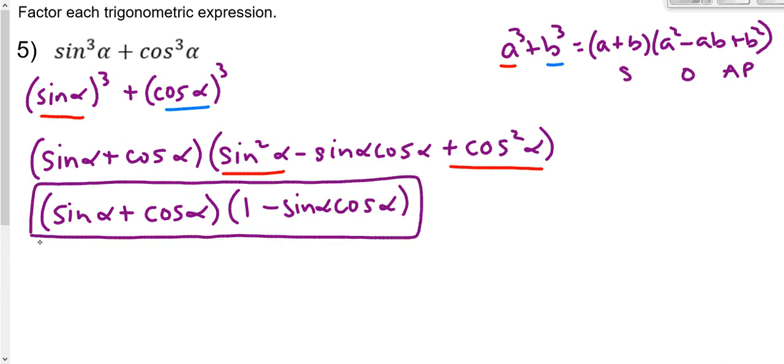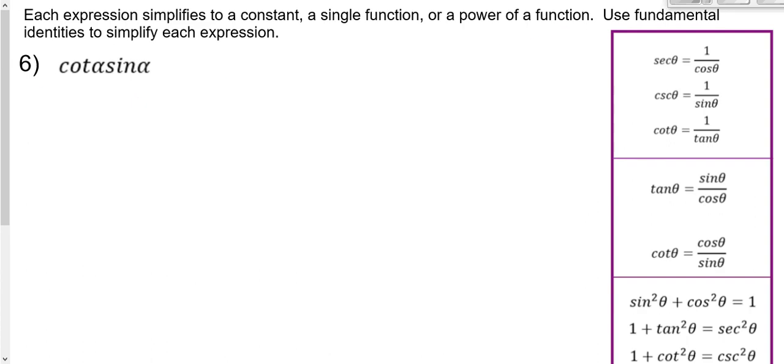Okay, awesome. Now we move on to part 2, and the directions have changed. So this one says, each expression simplifies to a constant, a single function, or a power of a function. Use fundamental identities to simplify each expression. So this is similar to what we did in our last homework assignment last time, where we used these identities that you see on the right side, and we did substitutions until we had it simplified as much as we were supposed to. So we're doing that same thing again.